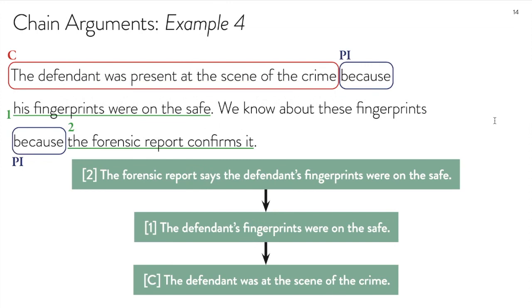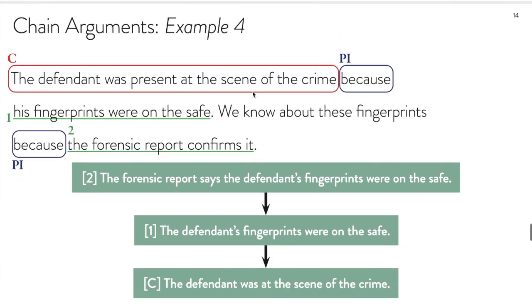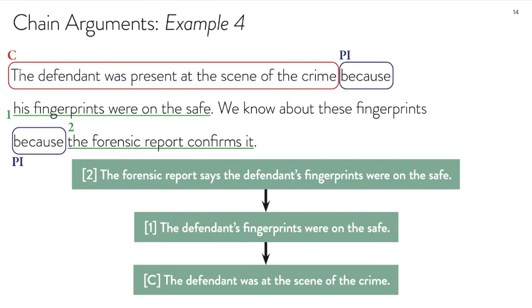Example 4. Oh, this is where we get the chain argument. So remember we saw this one, this was example 4, and we had talked about how the main conclusion is that the defendant was present at the scene of the crime. That's the main conclusion, so that'll be at the bottom. And we saw that we were given 2 reasons for that. And the arrows actually in this case go kind of nice. The defendant was present at the scene of the crime. Okay, main conclusion down there at the bottom.